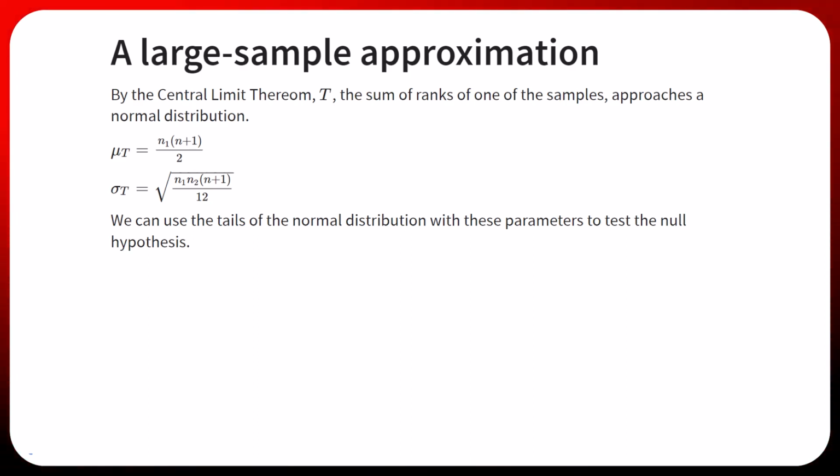So we could put in that mean and that standard deviation that is based just on sample sizes. That's why this is a non-parametric test. We don't actually have to know those parameters. We only need to know the sample sizes, and we can use the tails of the normal distribution with those parameters to test the null hypothesis.